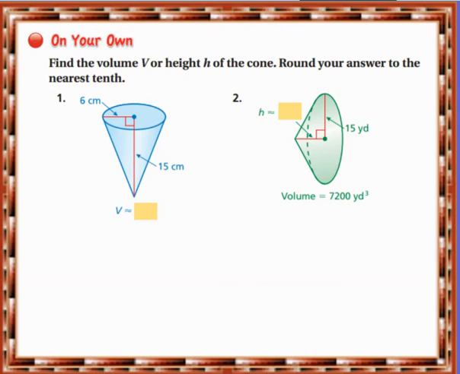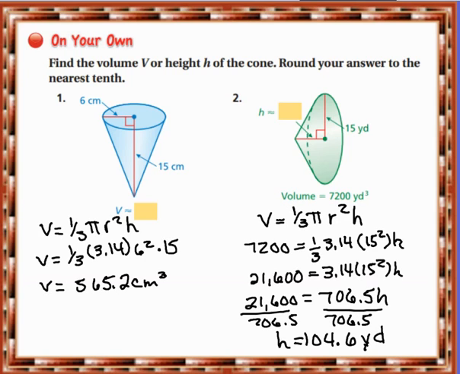Here's a couple for you to try, just like the ones we did. You can push pause and then come back and check your answer. All right, for number 1, we have an answer of 565.2 centimeters cubed. For number 2, multiplying by 3 first, and then dividing, we come out with 104.6 yards. 104 6/10 of a yard.